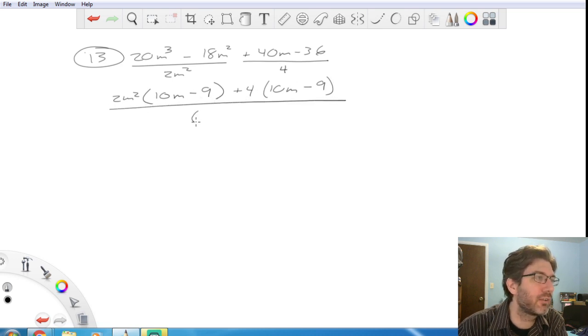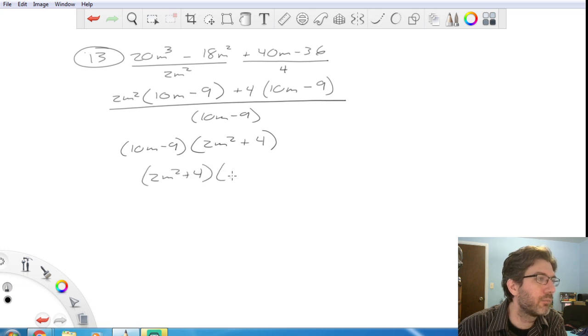So here we're going to factor out that 10m minus 9. So I'm going to divide everything by 10m minus 9. And then I'm going to multiply it at the beginning just to get rid of both terms. That's going to leave me with 2m squared here. And that's going to leave me with positive 4. I'm going to rewrite it as 2m squared plus 4 times 10m minus 9.